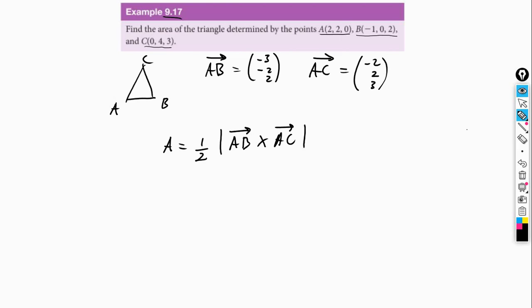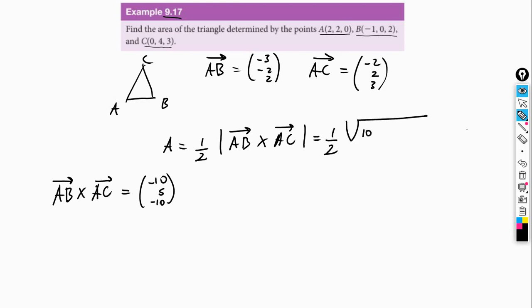Okay, so what is the cross product of the two vectors? Let's find that first. So AB times AC. And if you do the math, you already know how to do this. So this is going to be -10, 5, and -10. So that means that the area is going to equal 1/2 times the square root of 100 plus 25 plus 100, which is 1/2 the square root of 225, and that's 1/2 times 15, which is going to be 15/2.